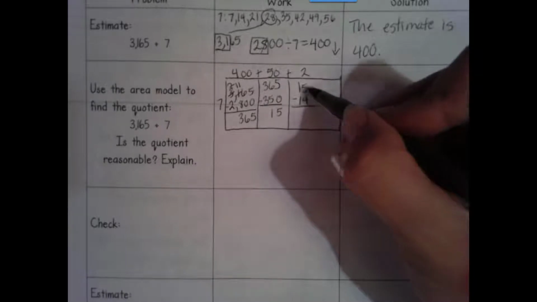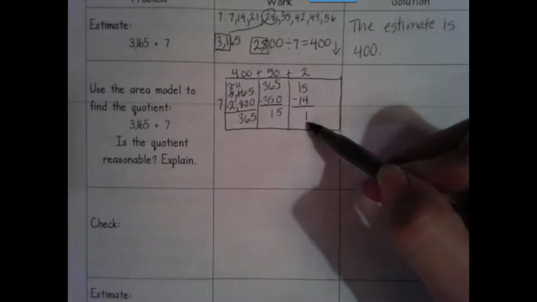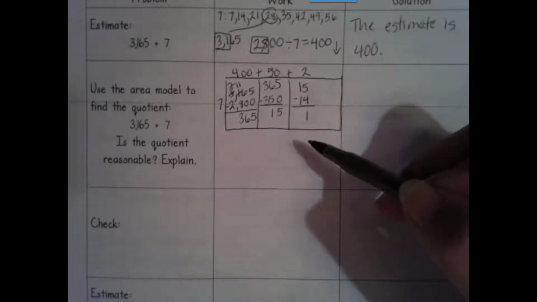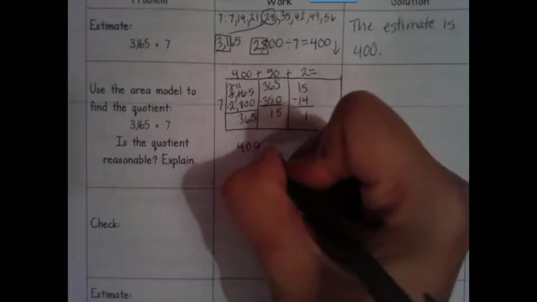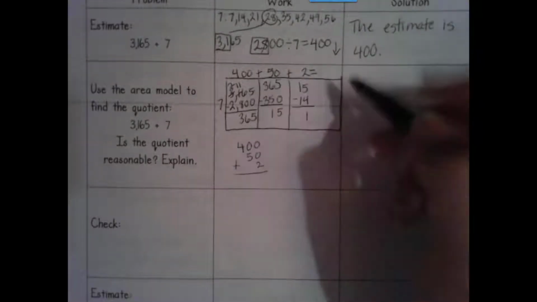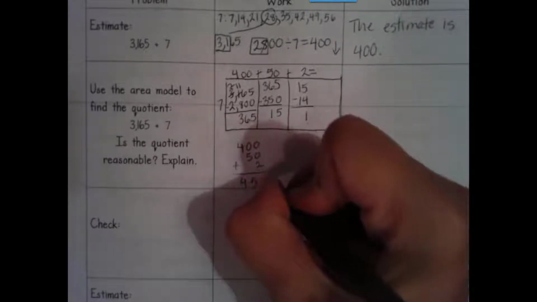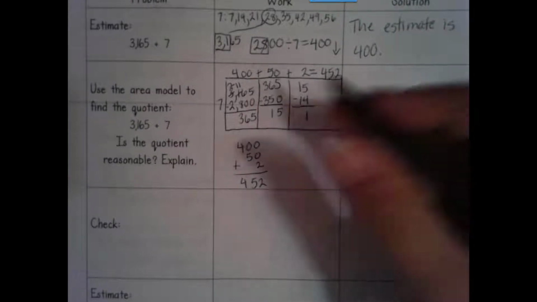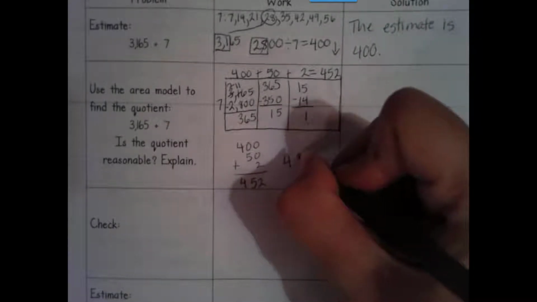And let's try 2. 2 times 7 is 14. More on top, no need to stop. Numbers the same, zero's the game. Get 1. I cannot take any groups of 7 out of 1, so that's our remainder. We're done. We just need to add these partial quotients together. 400 plus 50 plus 2. This looks like it's in its expanded form. 452 is our quotient, with a remainder of 1.